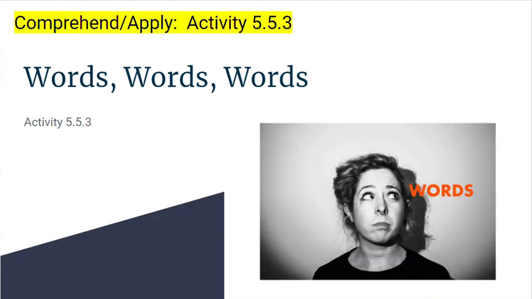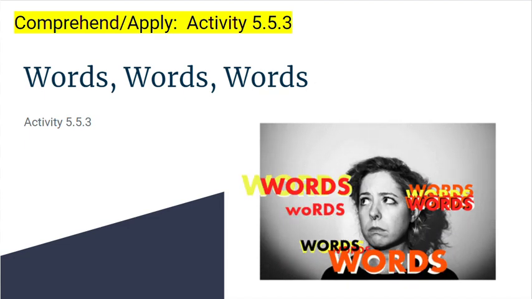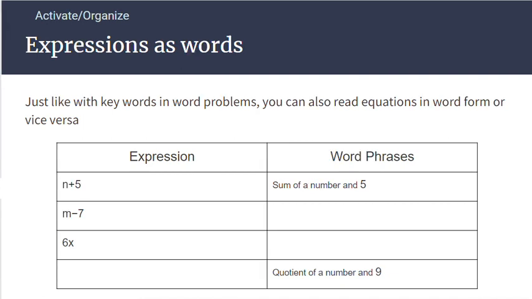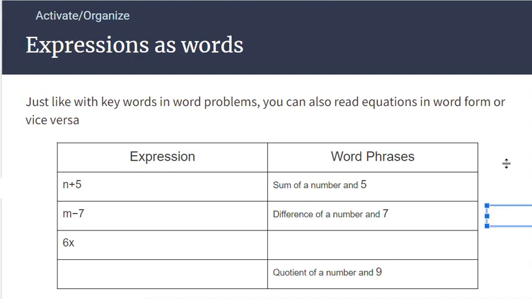Words, words, words. So we're going to do some words to help us figure out these other ones. Just like keywords in word problems, you can read expressions and figure out the same sorts of things, right? So here we go with this first one, the sum of a number and 5 gives us n plus 5, right? Because it's the sum of those two things together. Here we have m minus 7. So what would be the words that we would use there? So yeah, it would be the difference of a number and 7.